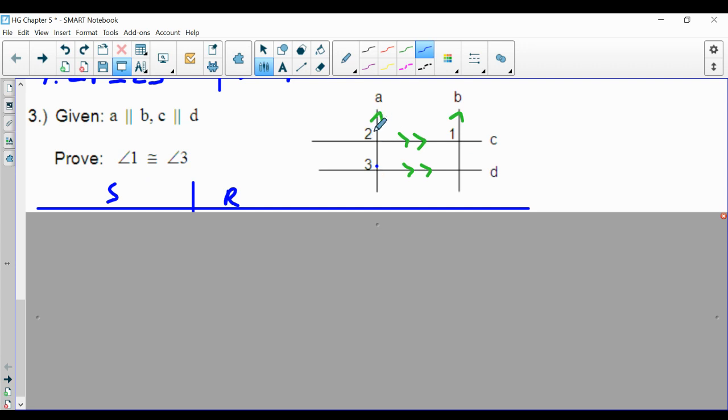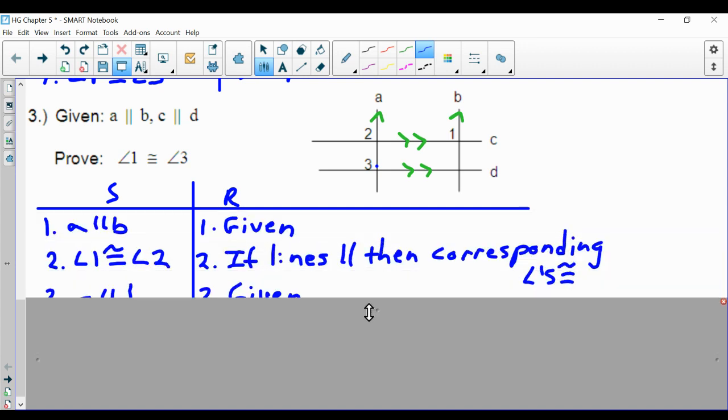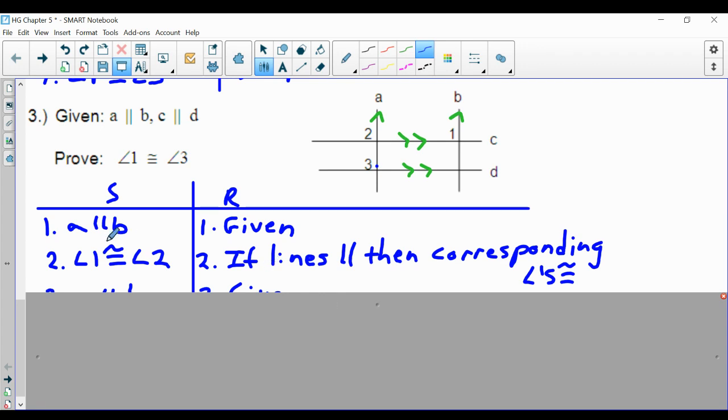And then if you look from 2 to 3, those are also corresponding angles with respect to the other parallel lines. And then we're going to use some transitive properties, is my initial thought when I look at this. So look at that. Given A is parallel to B, and angle 1 is congruent to angle 2. Again, similar reason to what we've used before. If lines are parallel, then corresponding angles are congruent.